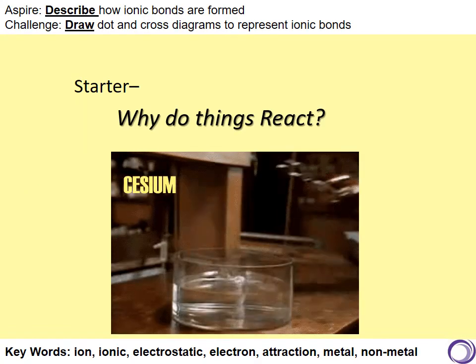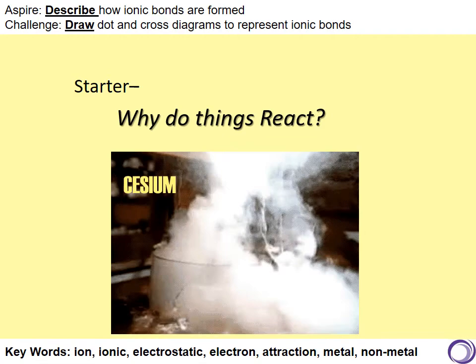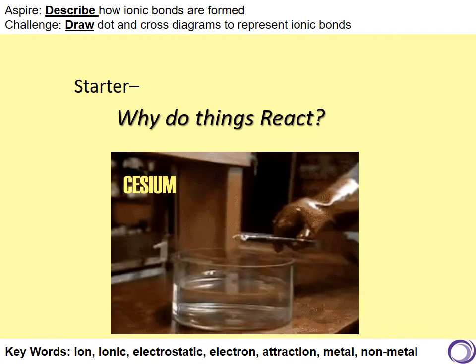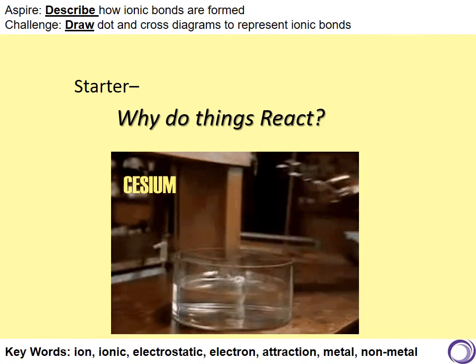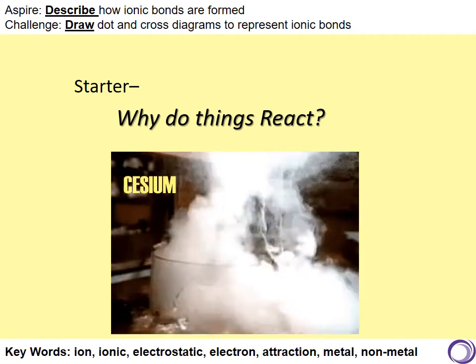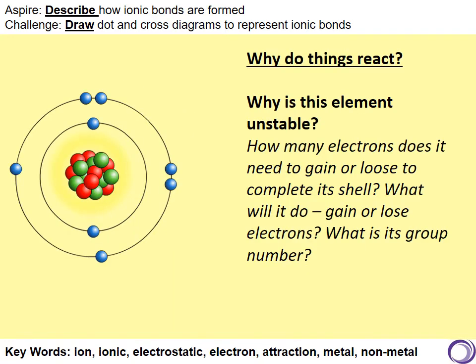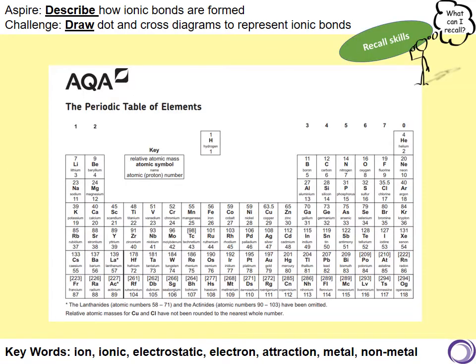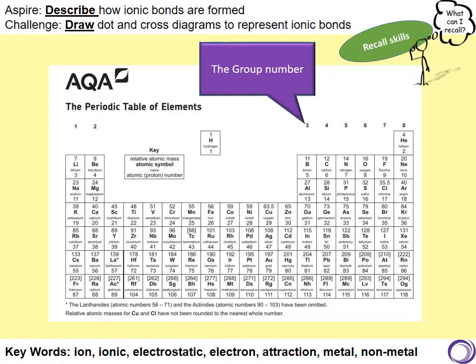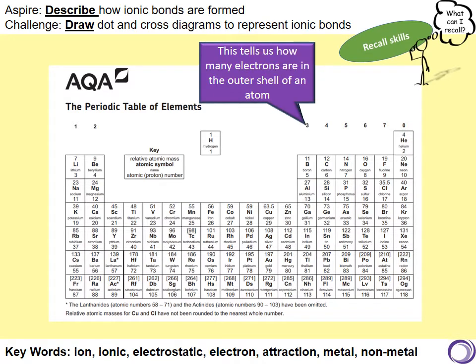First of all then, why do things react? Let's go back to the periodic table then and see what we can remember. The number along the top is the group number. We can remember that groups go up and that this will tell us how many electrons are in the outer shell of an atom.